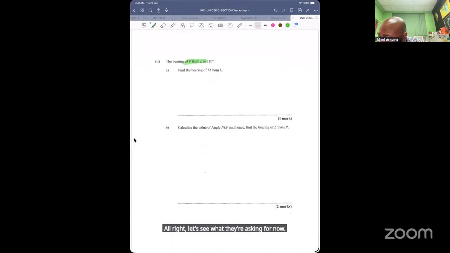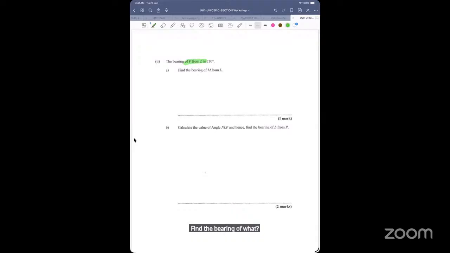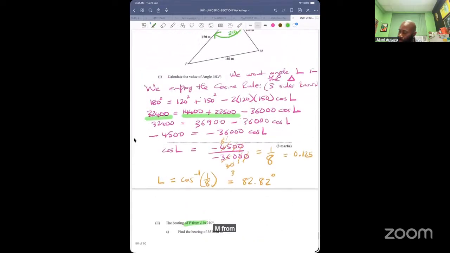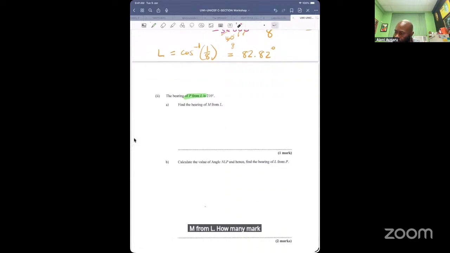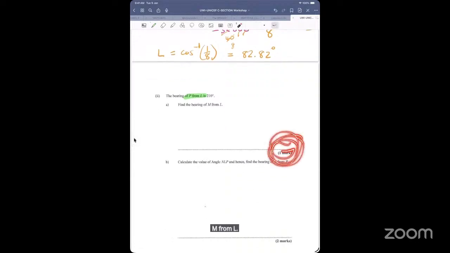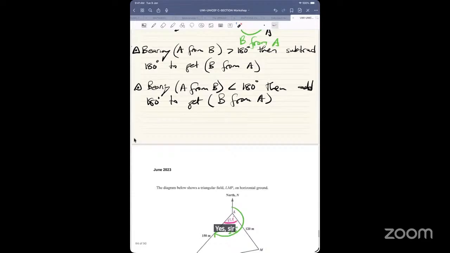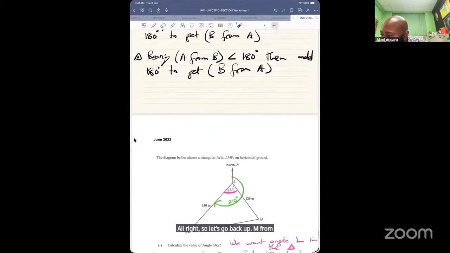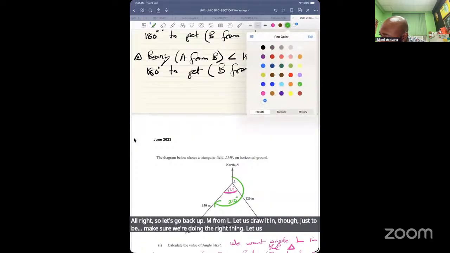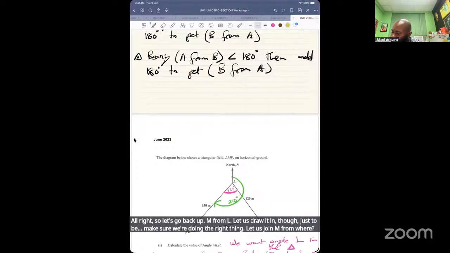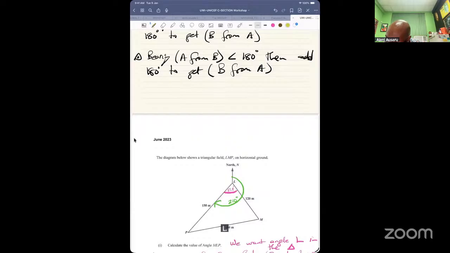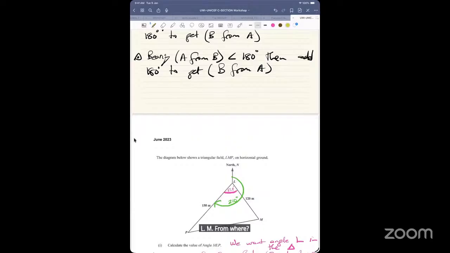Let's see what I'm asking for now. Find the bearing of M from L. How many marks? 1. That means it's not a lot of work, correct? Yes, sir. All right, so let's go back up. M from L. Let us draw a thing though, just to make sure we're doing the right thing.